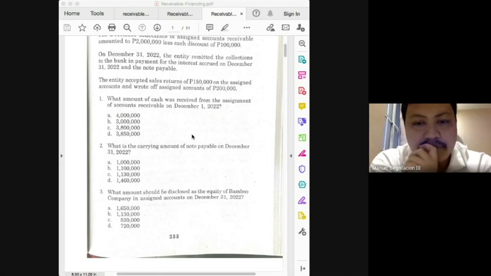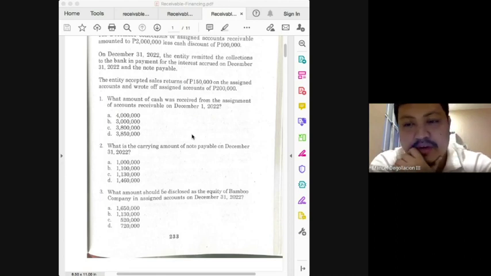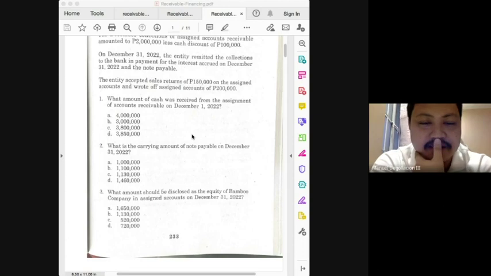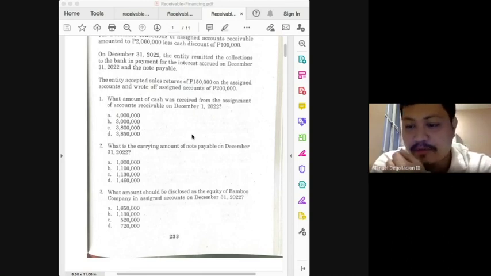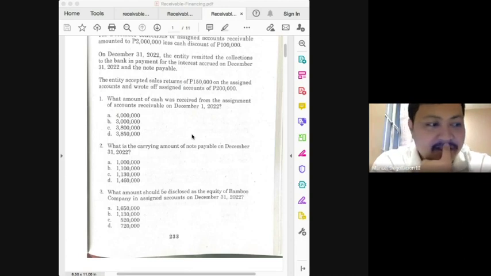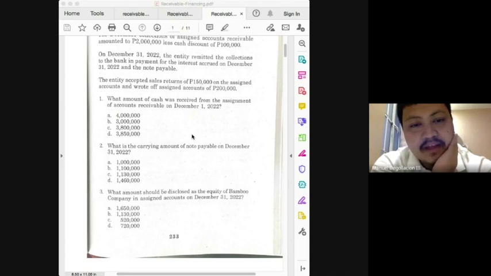Now, why do we bother determining the amount of equity in the assigned receivables? Because again, as I mentioned earlier, this would be disclosed in the financial statements. And why do we need to disclose this one? So as to inform the financial statement users that the assets that are reported by the entity may not actually be available for use in the operations or even for distributions or payment of creditors.